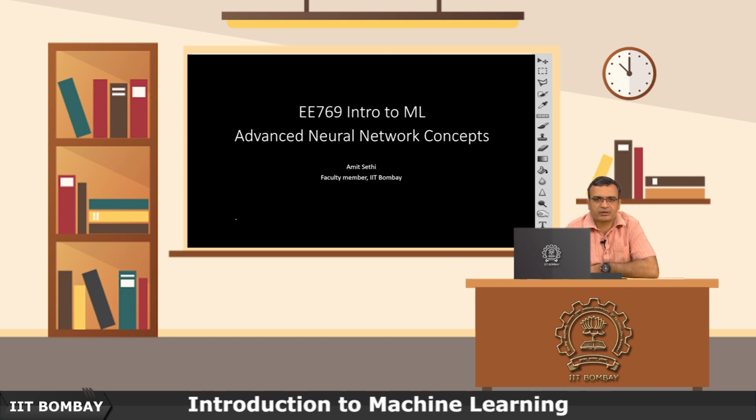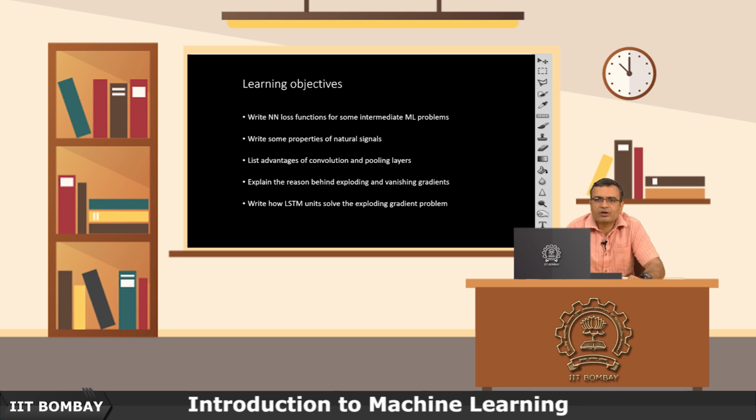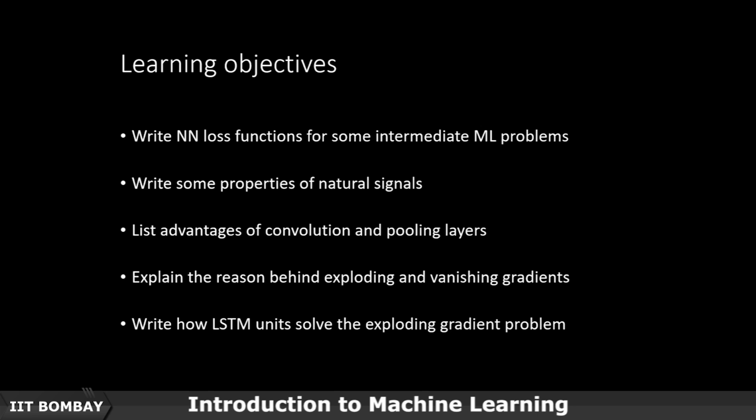focused on advanced topics. So the learning objectives of this module are that you should be able to write neural network loss functions that are for slightly more advanced machine learning problems than what you have been used to till now. You should be able to write some properties of natural signals for which special layer architectures of neural networks are useful, for example convolution and pooling.